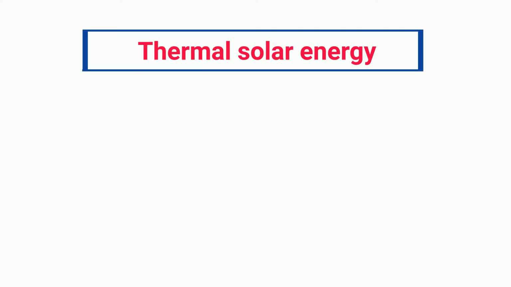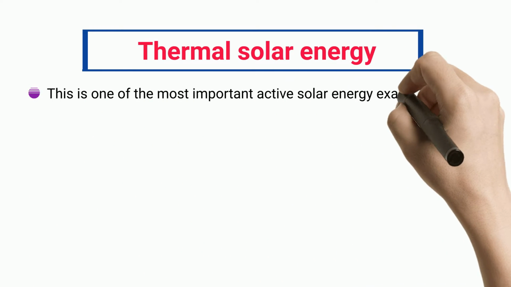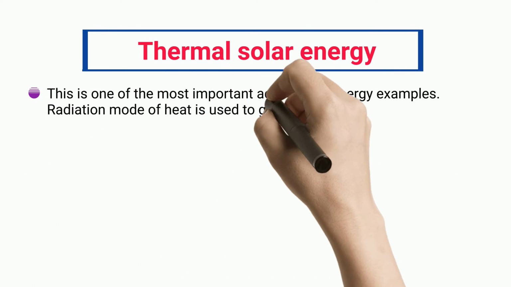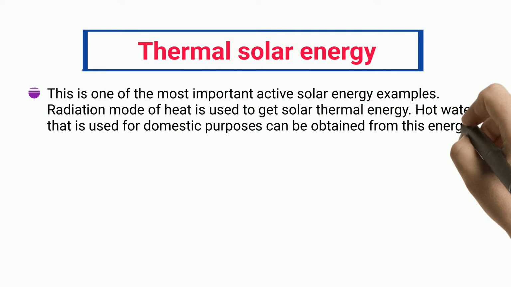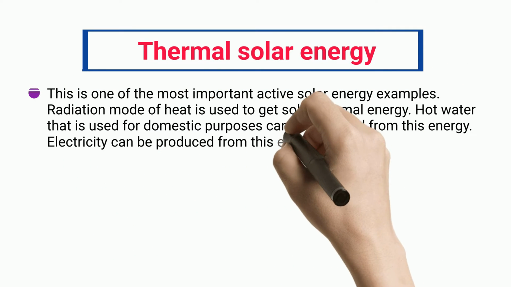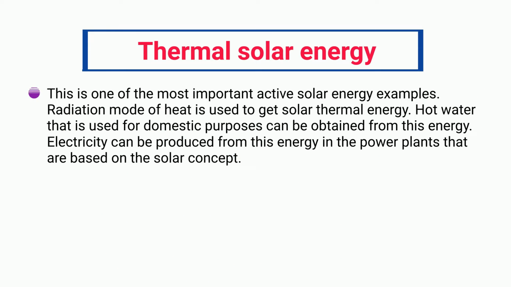Thermal solar energy. This is one of the most important active solar energy examples. Radiation mode of heat is used to get solar thermal energy. Hot water that is used for domestic purposes can be obtained from this energy. Electricity can be produced from this energy in the power plants that are based on the solar concept.